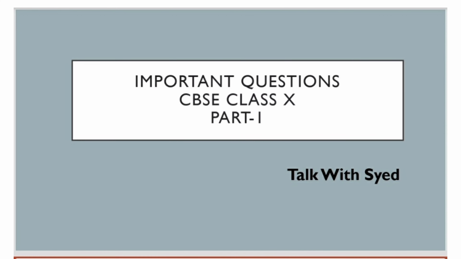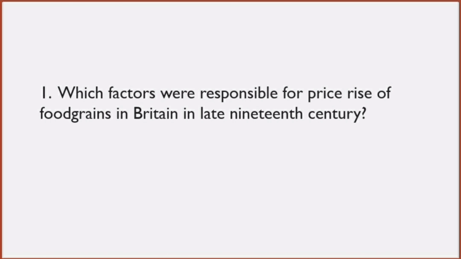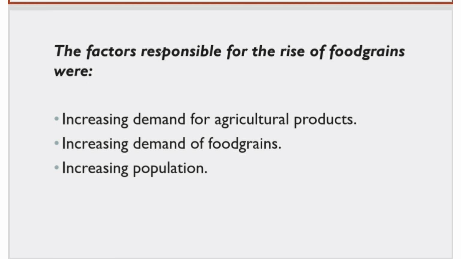This video is only for class 10th CBSE and we are going to cover important questions. Which factors were responsible for the price rise of food grains in Britain in the late 19th century? The answer is the factors responsible for the rise of food grains prices were increasing demand for agricultural products, increasing demand of food grains, and increasing population.